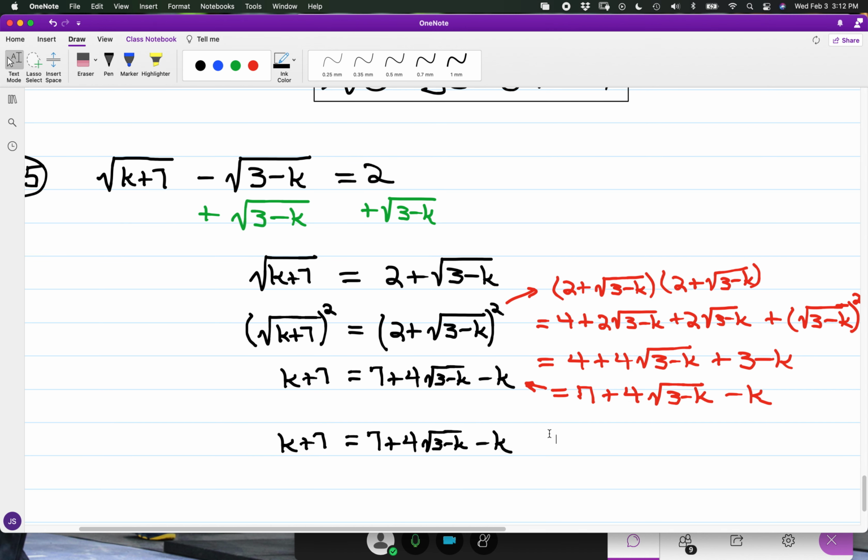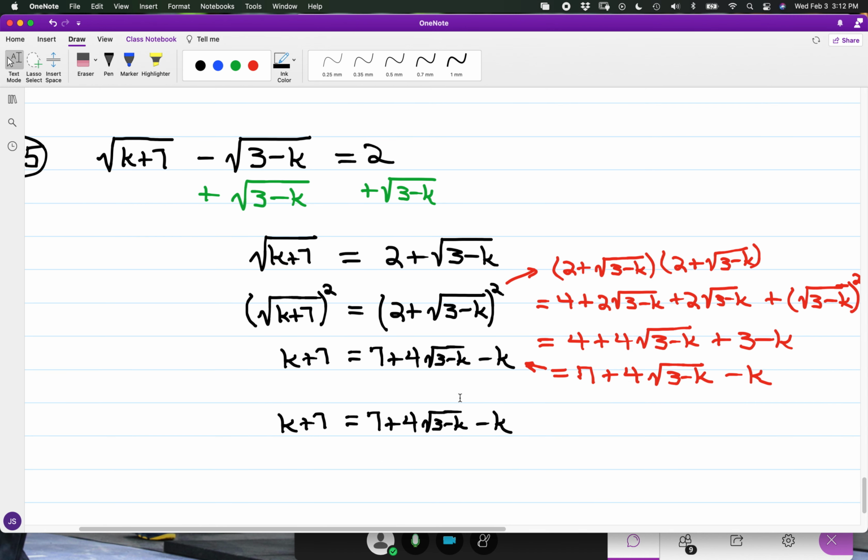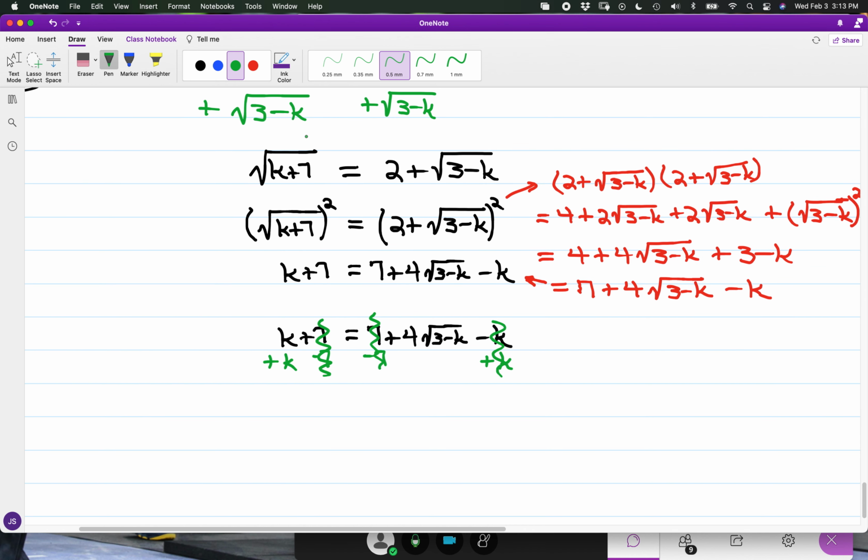So just looking at isolating this radical remnant, I can remove the 7. If you notice right away, you're going to have complete cancellation of the 7s. And I can move the k by adding. And so now we're going to have k plus k becomes 2k. I have 2k is equal to 4 times the square root of 3 minus k.